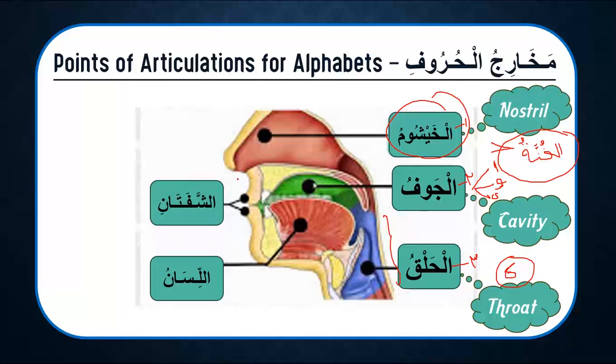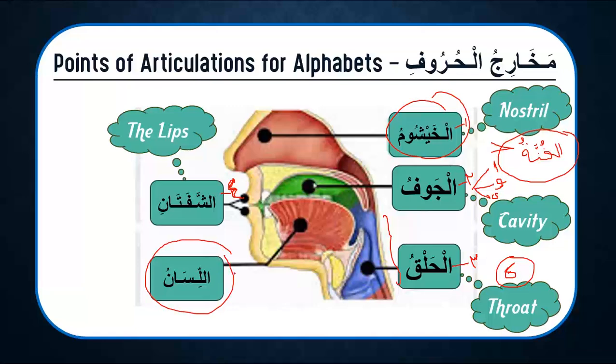Then the next point of articulation is ash-shafatan. Ash-shafatan here refers to the lips, the 2 lips. We use the lips to pronounce some alphabets. Actually, those letters that come from the lips are very few as well. But if you look at al-lisan, which is the 5th one, that's the tongue. The tongue produces the majority of the alphabet we have in Arabic language.